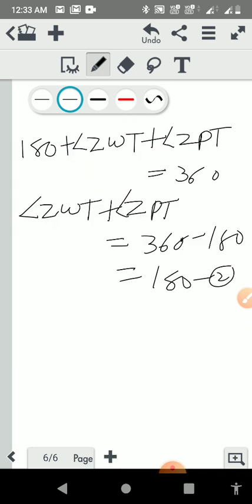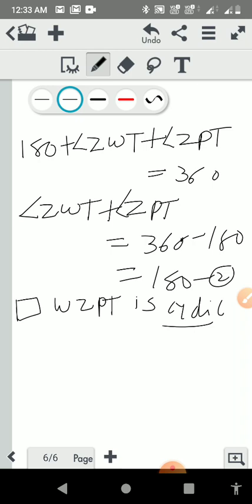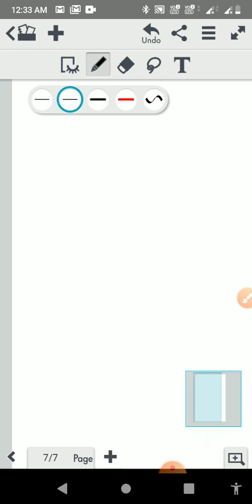So from equation 1 and 2 we can write that this quadrilateral WZPT is a cyclic quadrilateral. Okay, because opposite angles of quadrilateral WZPT are supplementary, then that quadrilateral becomes cyclic. So from equation 1 and 2 we can easily say that this quadrilateral WZPT is a cyclic quadrilateral. Okay, so out of these two proofs we have already completed our first proof. Now we move towards our next proof.